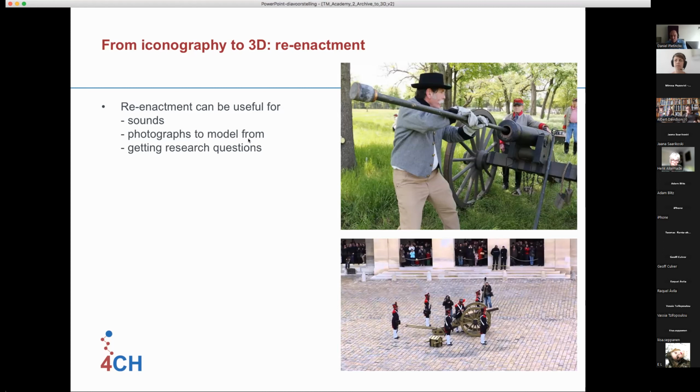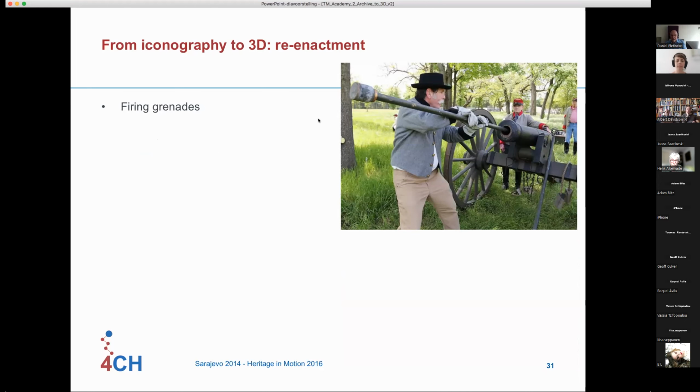And of course, it also helps you to see the research questions. If I want to show such a cannon, such a gun in action, what is the issue? What should I look for? Okay, and the same. Oh, I forgot to do this slide. Sorry, I will update that. Firing grenades, which means that grenades are exploding in the air. So that's very dangerous, and that is not done anymore today, period. You cannot do that. It's too dangerous. So we have to do that virtually.